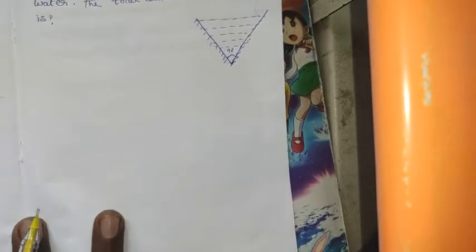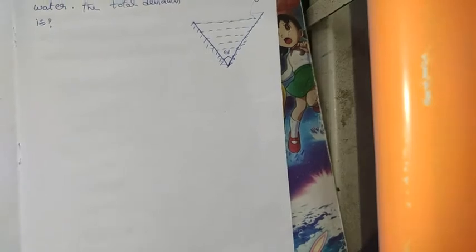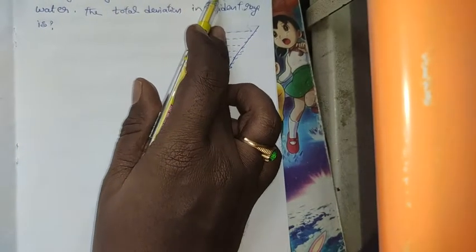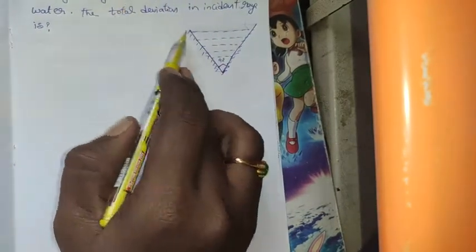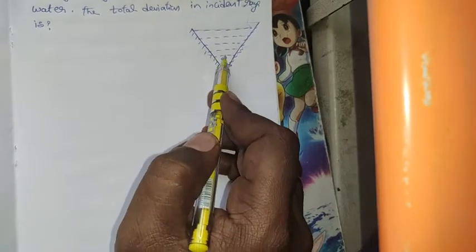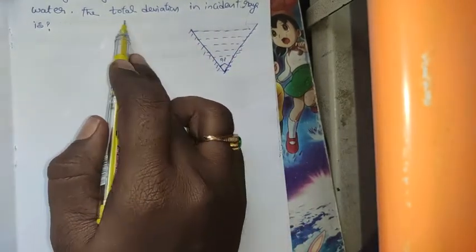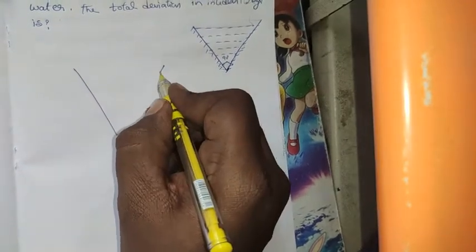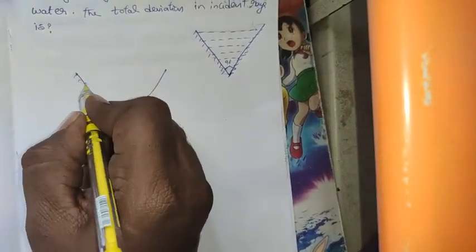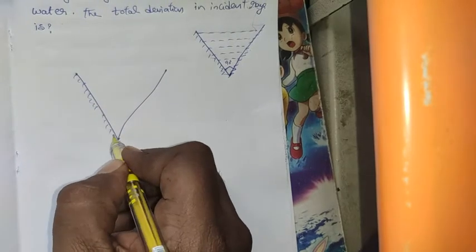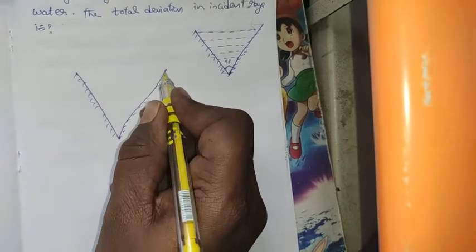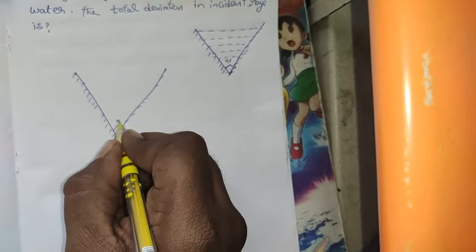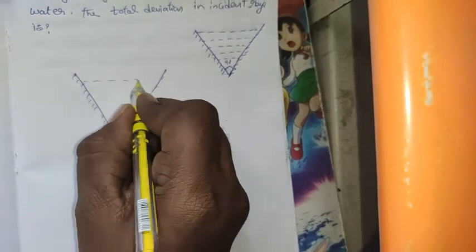Last but not least, a vessel consists of two plane mirrors at right angle like this, and the vessel is filled with water. What is the total deviation of the incident ray? Once again I draw it largely here. These are the two plane mirrors at right angle to each other, so here it is 90 degrees, and it is full of water.